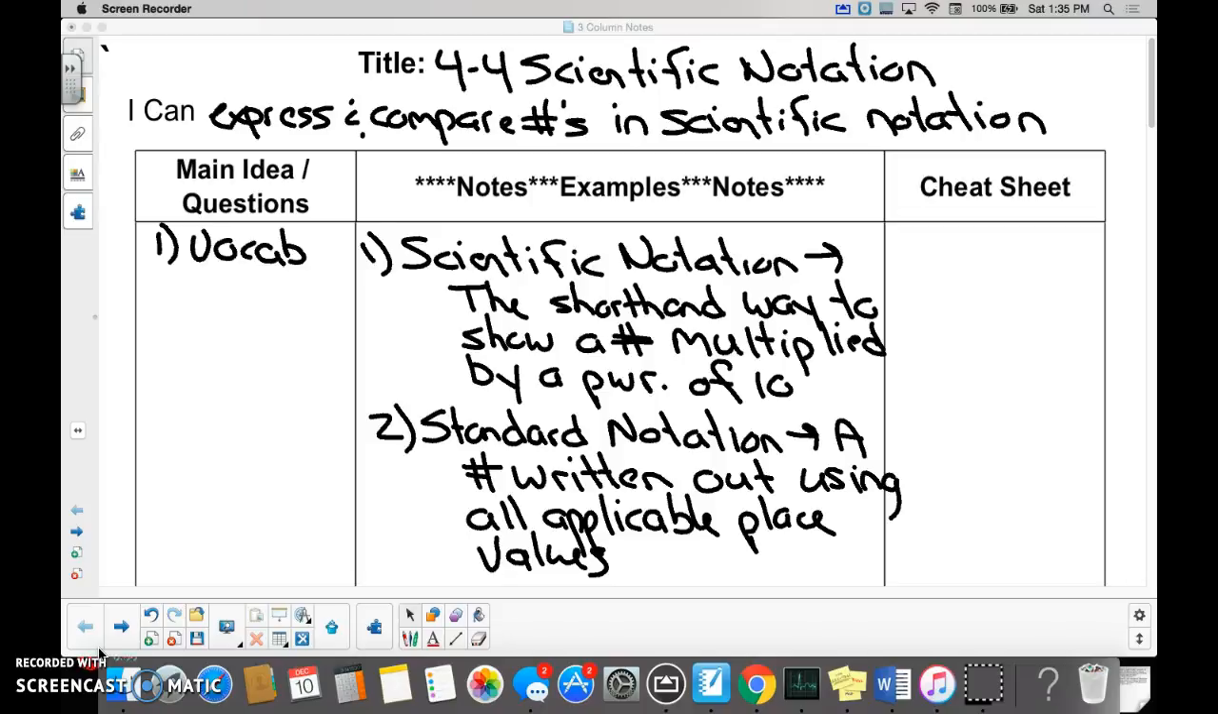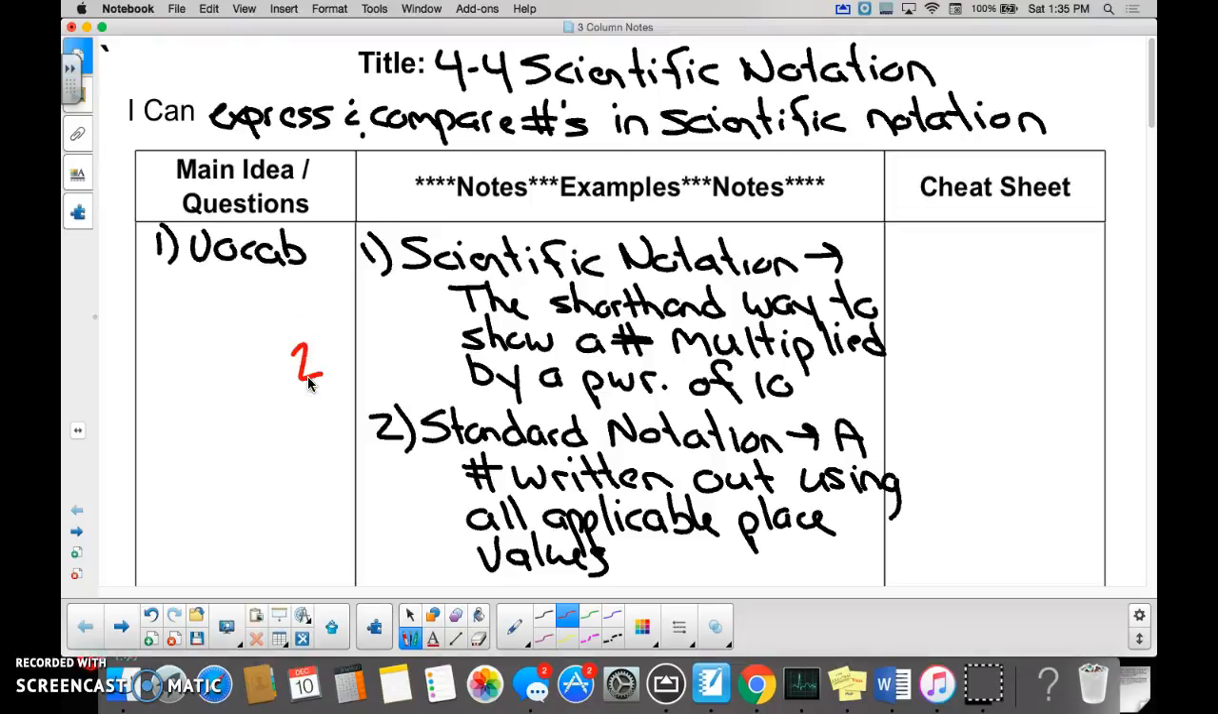First of all, we have scientific notation. Scientific notation is the short way to show a number multiplied by a power of 10. Scientific notation could look like 2 times 10 to the 6th power. A lot of times you see it with the multiplication sign. So anytime you have a number being multiplied by a power of 10, you have scientific notation.